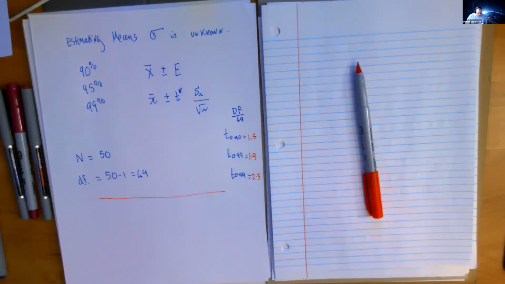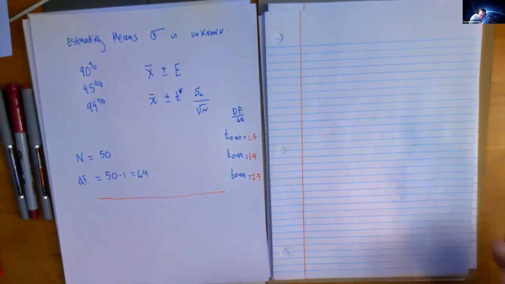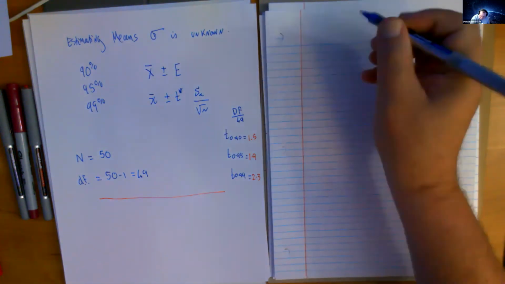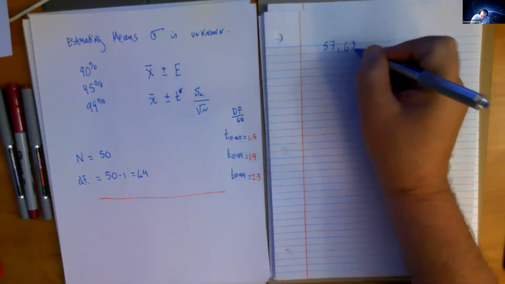So what we're going to do here is we're going to create some data, and we're going to find, I don't know, whatever confidence interval we want from that, right? So I'm just going to make up some data. This is a test out of 100, and it's a very small class.